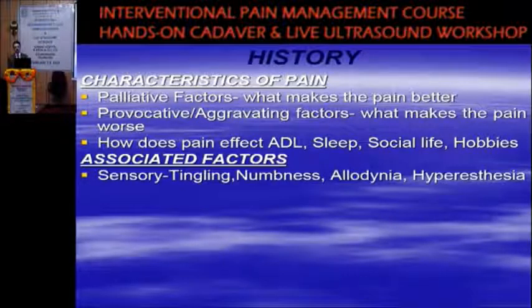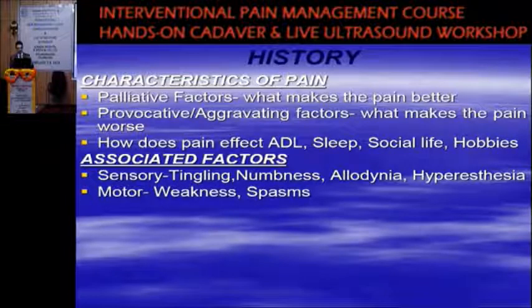And more importantly, what are the associated factors? Do you have any tingling or numbness? Then you're going in for radiculopathy, right? Back pain with tingling and numbness going down the leg is lumbar radiculopathy. Neck pain with tingling and numbness going down the arm is cervical radiculopathy. Do they have allodynia? What is allodynia, guys? Non-painful stimulus causing pain. Hyperesthesia is just heightened perception, right?